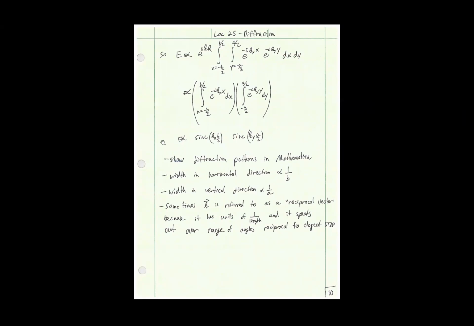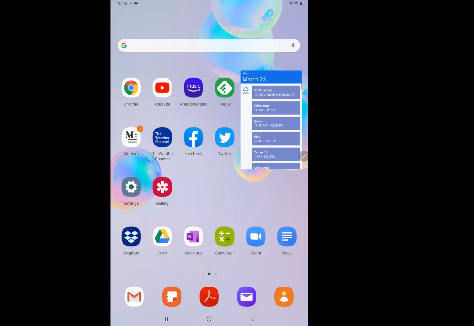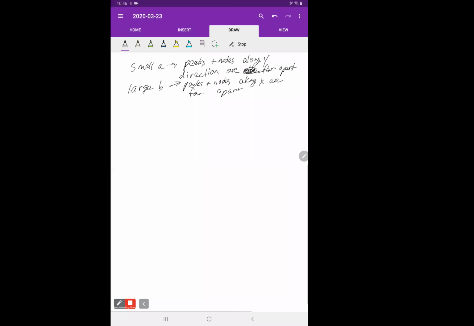Okay, so let me switch back to my other device and go into OneNote. Okay, so this would be a case of small b, large A, and then we're going to get a diffraction pattern that looks mostly like this.